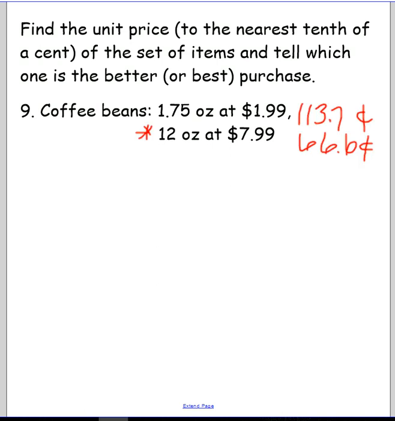Okay, for the first one, you get $1.13, and then it continues on, so writing it in cents, we would have 113.7 cents. For the 12 ounce, 66, and then rounded to the nearest tenth would be 0.6 cents. So it's clear now that we have at units or base prices that the 12 ounces is a much better deal for coffee beans.